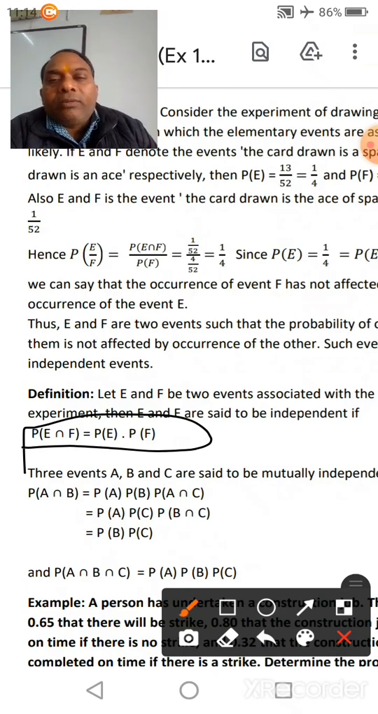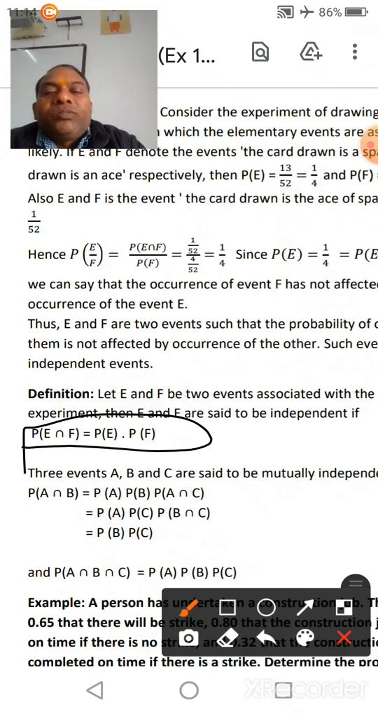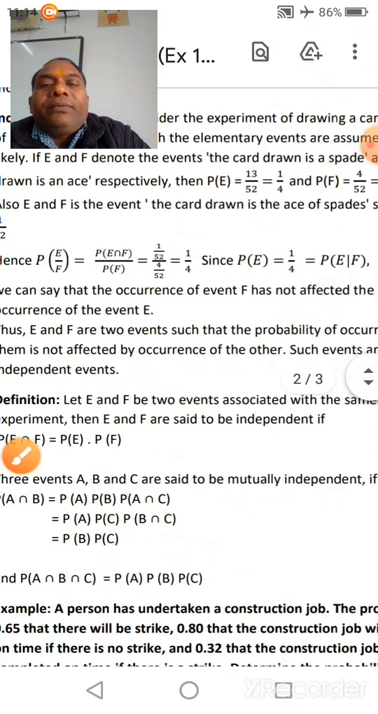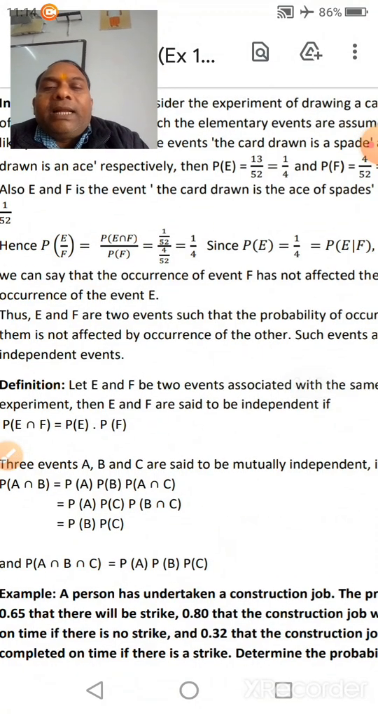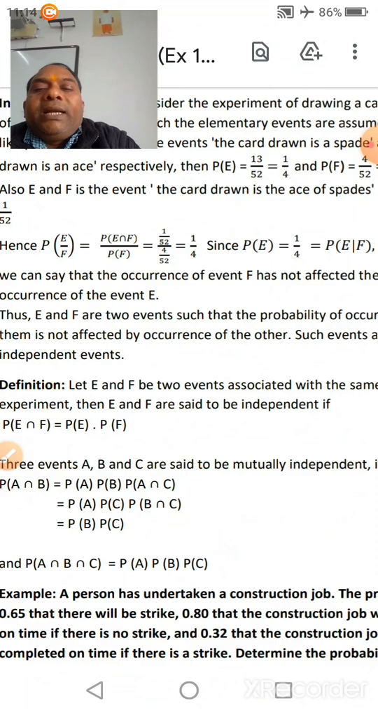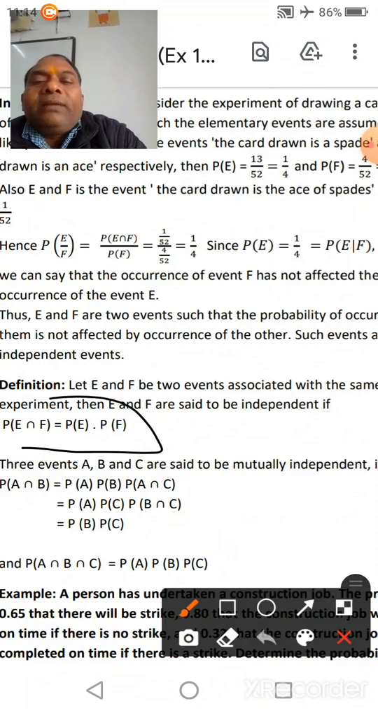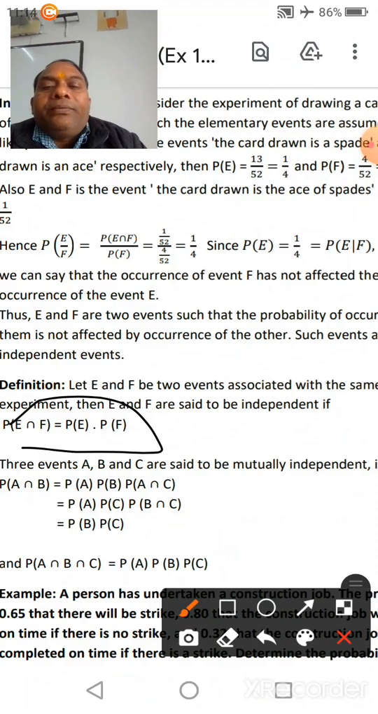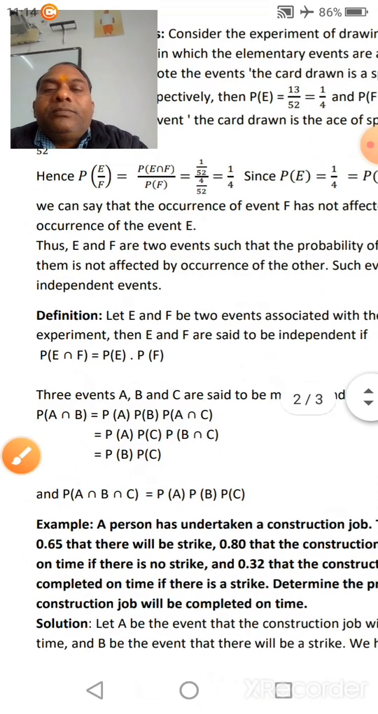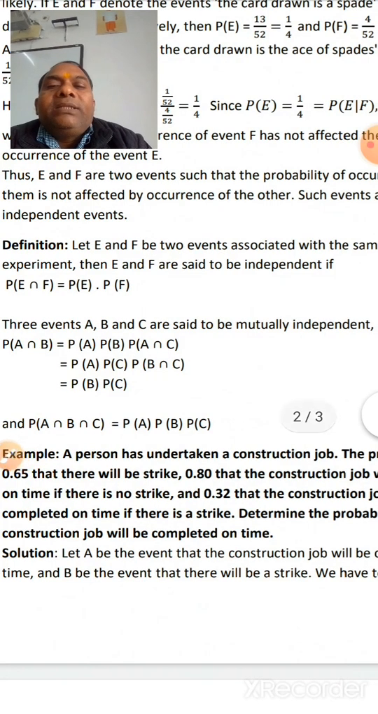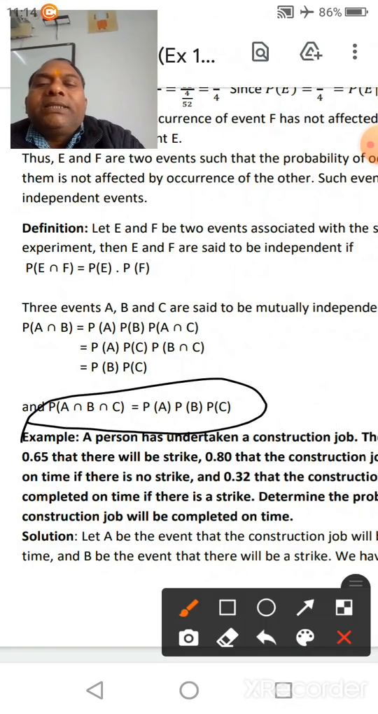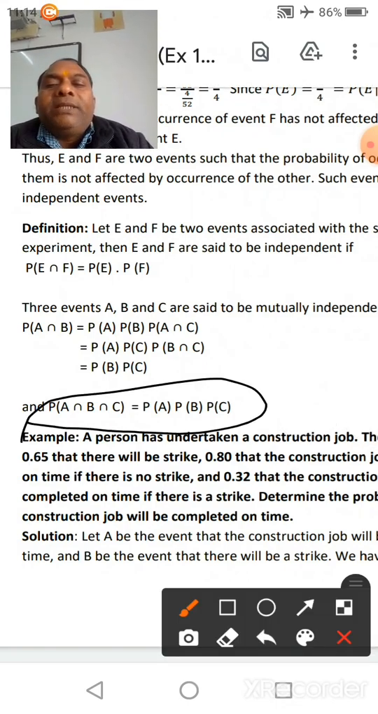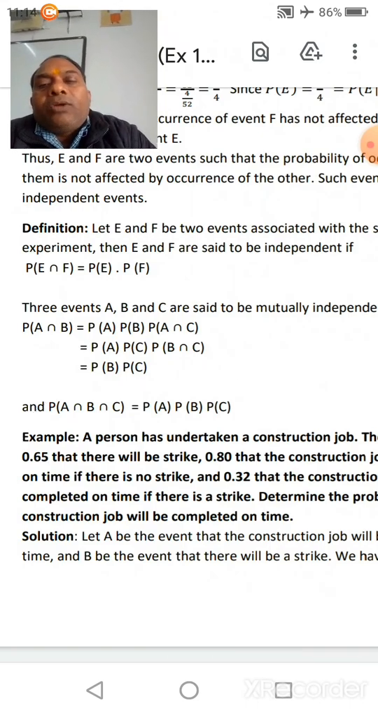According to the definition of independent events, let E and F be two events associated with the same random experiment, then E and F are said to be independent if P(E intersection F) = P(E) × P(F). Clear? Three events A, B, C are said to be mutually independent if P(A intersection B intersection C) = P(A) × P(B) × P(C). Clear? Now see the example.